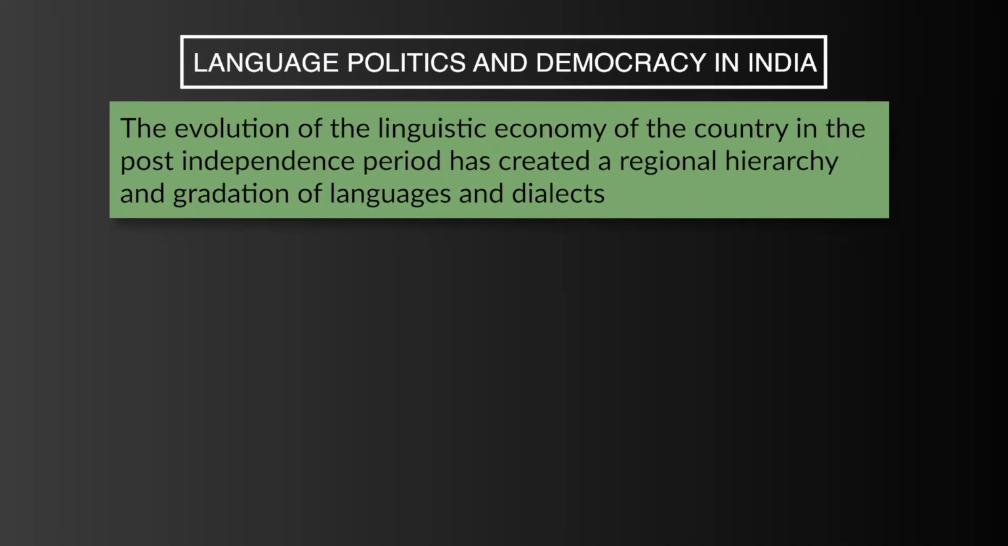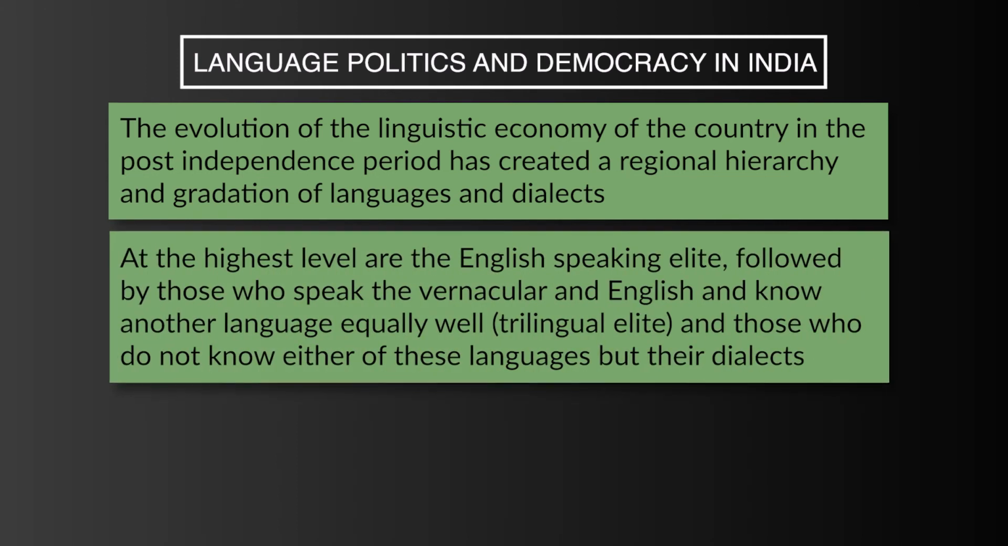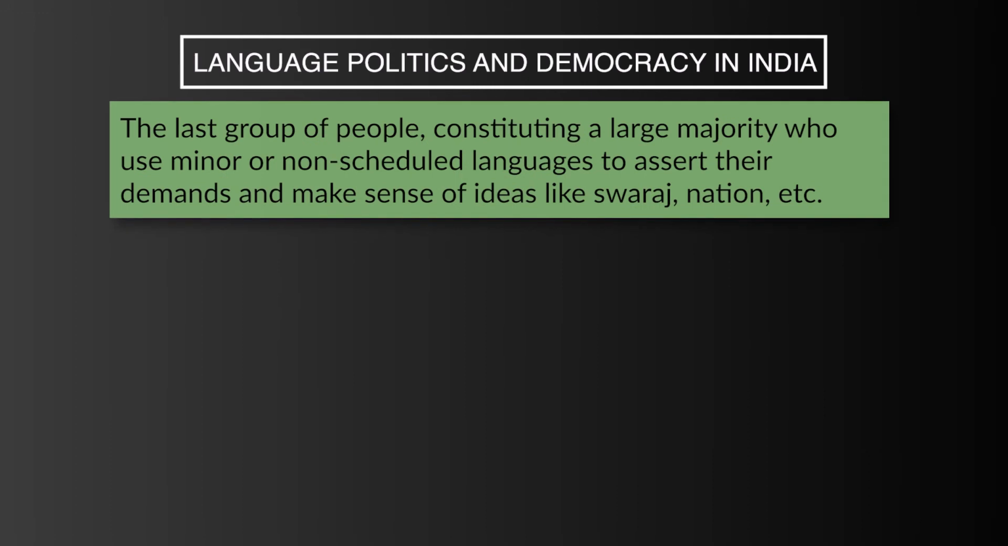The way in which the linguistic economy has evolved in India in the post-independence period has created a regional hierarchy and gradation of languages and dialects. At the highest level, we have the English-speaking elite, followed by those who speak the vernacular and English and know another language very well, that is a trilingual elite, and those who do not know either of these languages but their dialects. This last group, who constitute a large majority, use minor and non-scheduled languages to assert their demands and make sense of ideas like Swaraj, nation, etc.